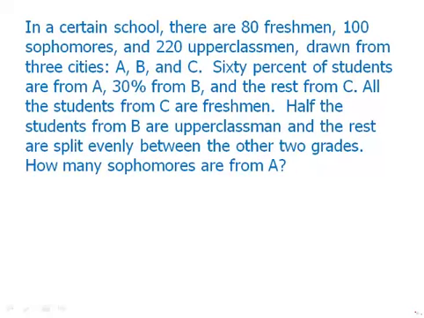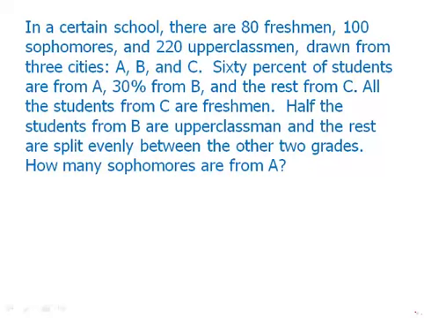Okay. In a certain school, there are 80 freshmen, 100 sophomores, and 220 upperclassmen, drawn from 3 cities. All right, so first of all, the 80, 100, and 220, those are the totals for different grades. We have grade level as one of our categories, so it has one of our variables that has 3 categories, and we have the totals in each of those 3 categories. Then we have 3 cities. That's going to be the other variable. What city is the student from? And we have 3 categories there.